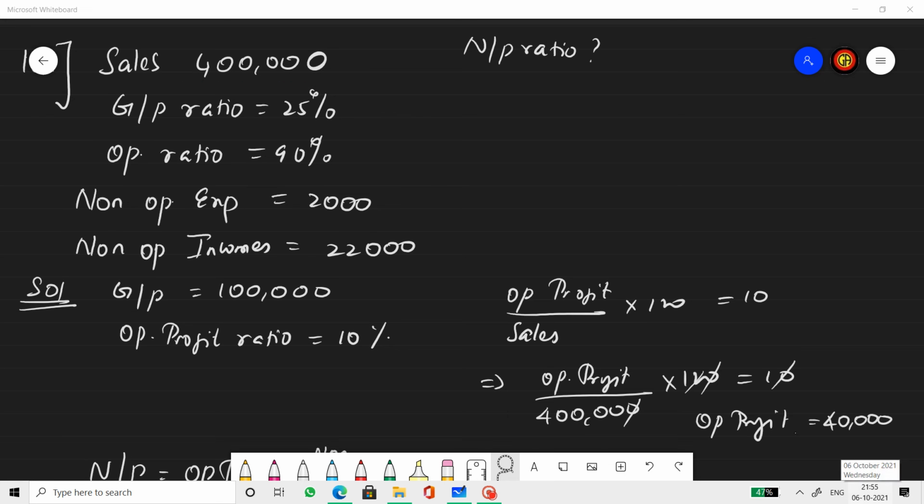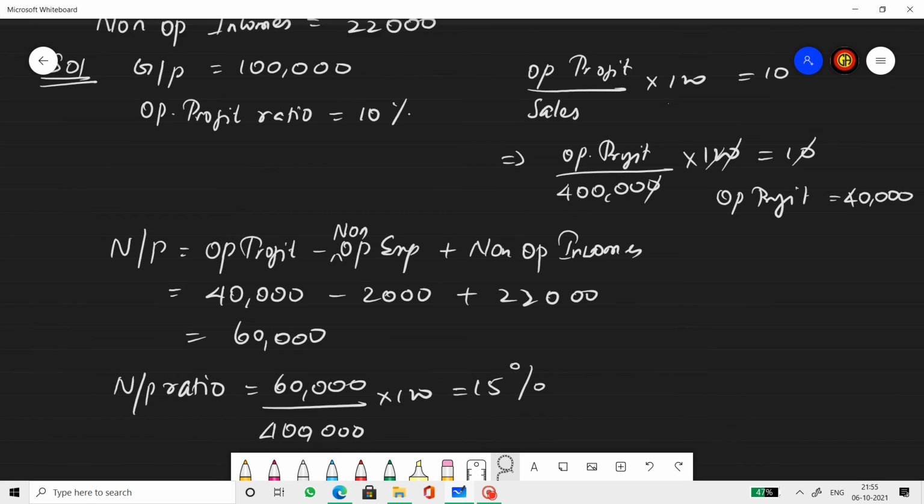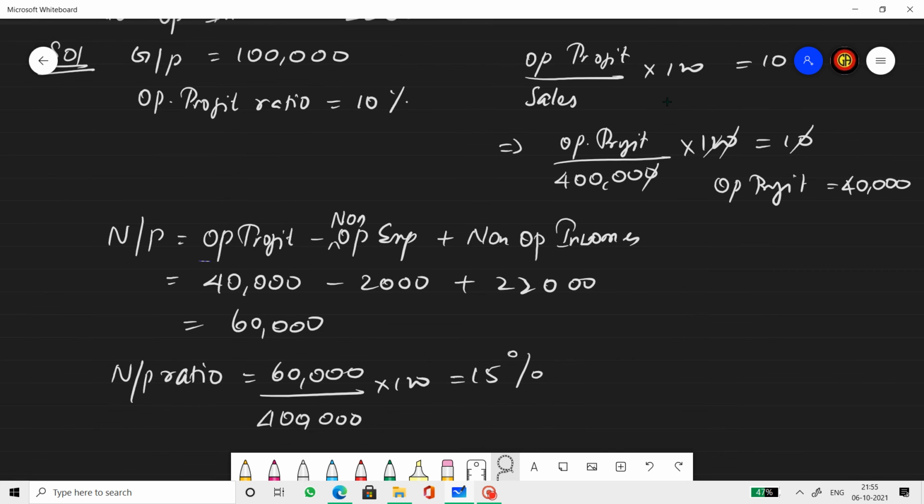Now, net profit is equal to operating profit less non-operating expenses, add non-operating incomes. Non-operating expenses given in the question as 2,000, non-operating income is given as 22,000, so we get net profit as 60,000. Hence, net profit ratio will be net profit by sales into 100, which is 15%.